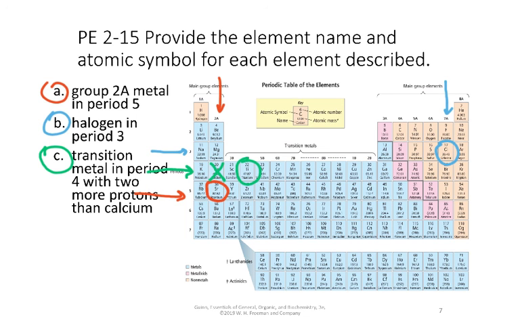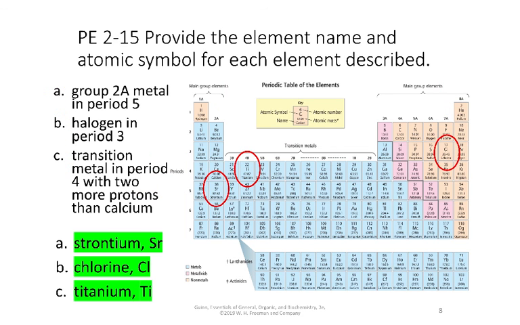So for A, we end up with strontium with symbol Sr. Halogen in period 3 is chlorine with symbol Cl. And a transition metal in period 4 with 2 more protons than calcium is titanium, Ti. All right, this will wrap up part 1, and we'll come back for part 2 to talk about metals.